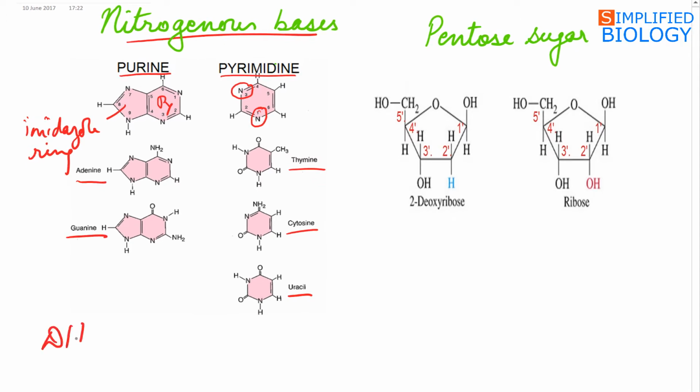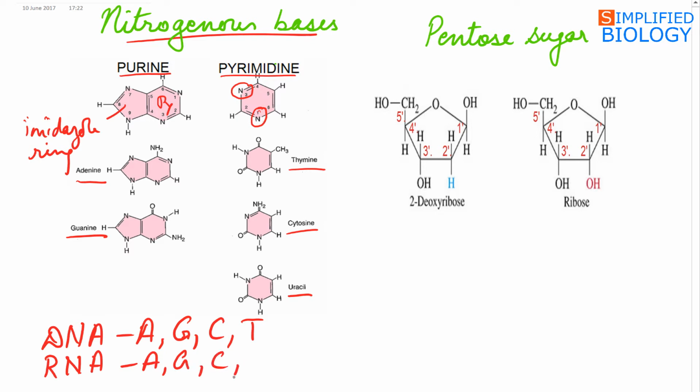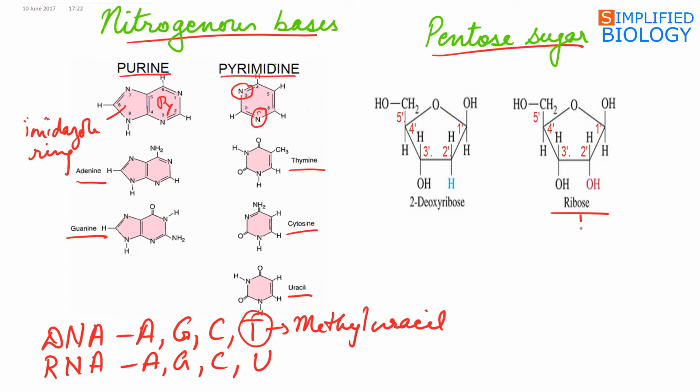In DNA, adenine, guanine, cytosine and thymine are present, while in RNA, adenine, guanine, cytosine and uracil are present. Thymine is methyl uracil and it is more stable than uracil. Pentose sugar is a 5-carbon sugar. It is ribose sugar in case of RNA and deoxyribose sugar in case of DNA.